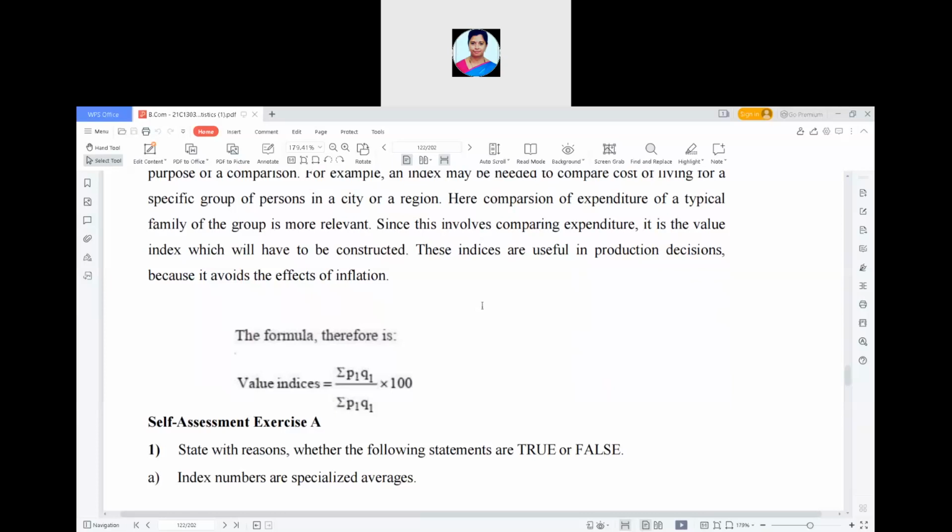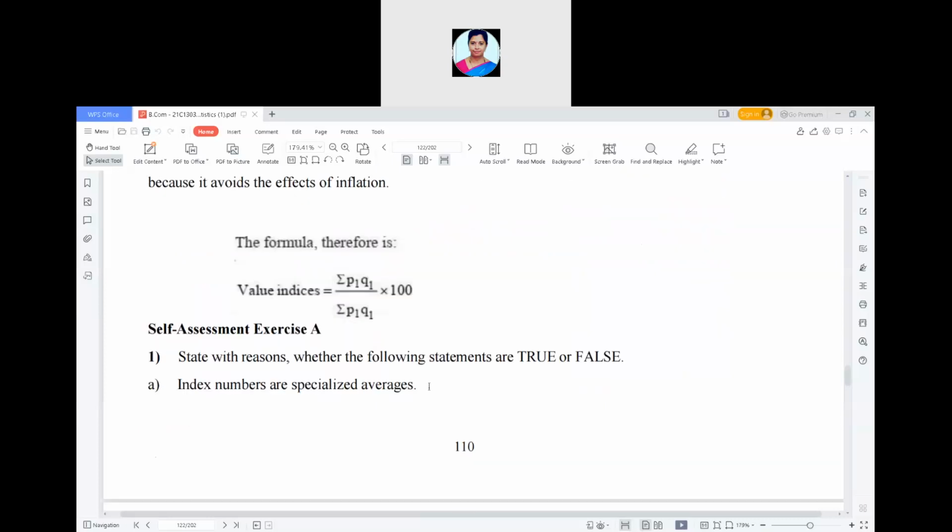P1 refers to the price of the commodity in the current year. P0 refers to the price of the commodity in the base year. Usually suffix naught represents the base year and suffix one represents the current year. We take it in terms of percentage.